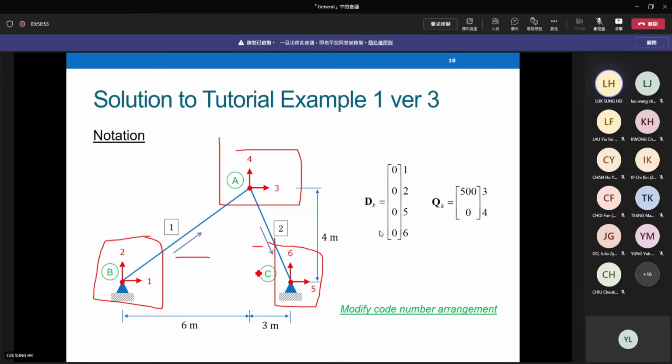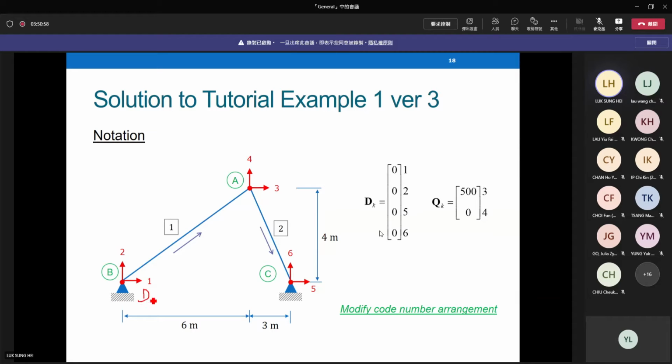It's hard to see some difference right now. D1, D2, D5, D6, they coincide with the pin support. So this time, the known displacement appears at code numbers 1, 2, 5, 6. Last time, it was 3, 4, 5, 6, if you remember. But here, 1, 2, 5, 6. The unknown force appears at code numbers 3 and 4.